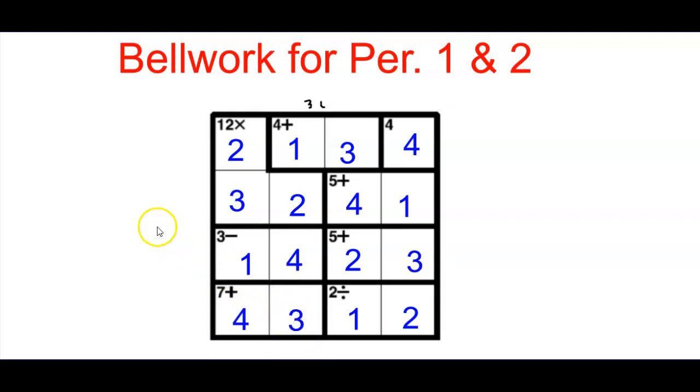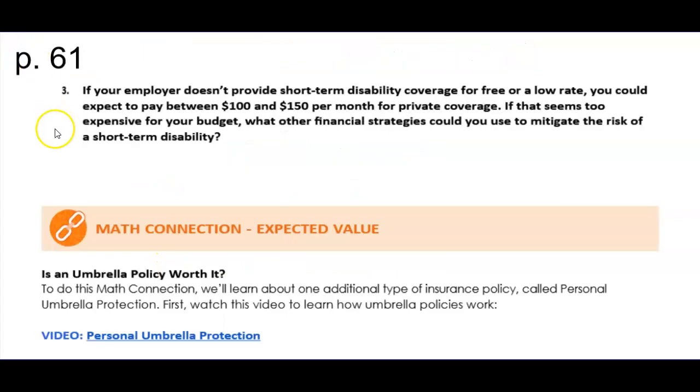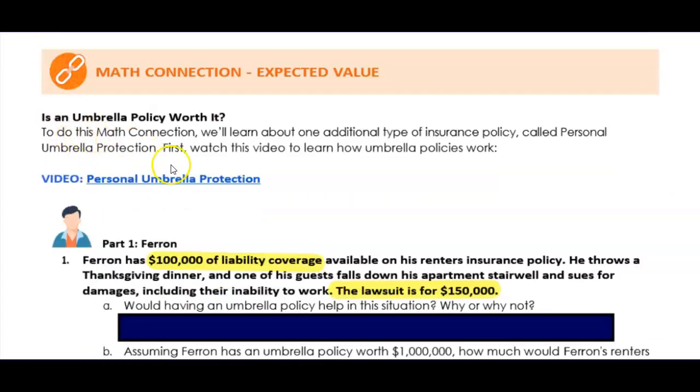Again, this puzzle is called Ken-Ken, so I'm sure you will see another bell work with a Ken-Ken on it in the future, so we'll just try to do it the same way. All right, so for the next thing, we're going to be looking at a very short video about personal umbrella protection. So I'm going to play that video for you. It'll take about a minute and a half, and then we'll come back and work on the questions that are posted here.